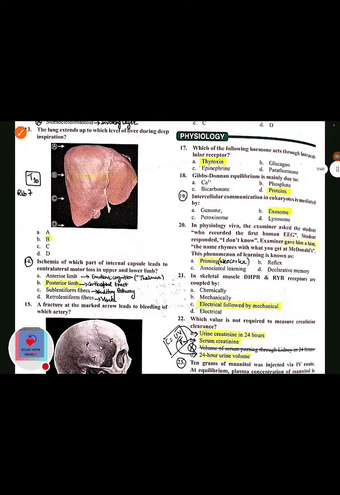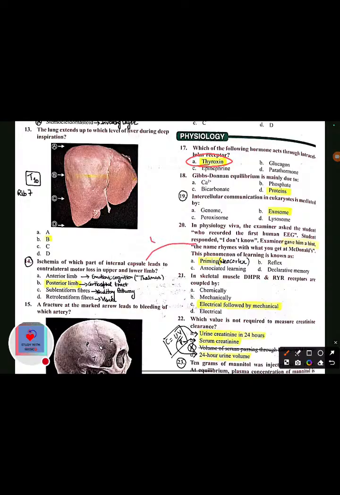Next, which of the following hormones acts through intracellular receptors? Intracellular receptors are present in the cell itself. These are for lipid-soluble hormones; non-lipid ones act on surface receptors. Thyroxine acts through the intracellular receptor.